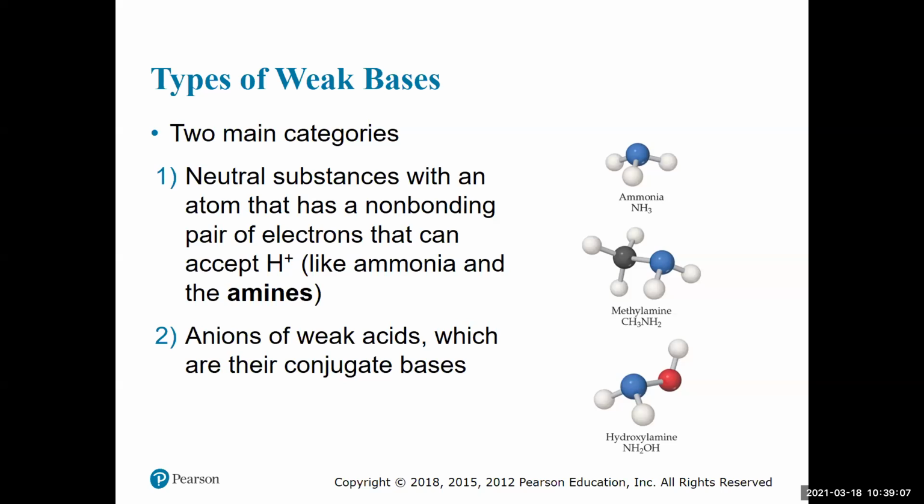The other type is anions of weak acids. So that would be the conjugate bases. Remember we talked about acid and base strength. We had that chart with the strong acids at the top and the weak acids in the middle and on down the line. Remember with each of those, there was a conjugate. And so with the weak acids, there was a conjugate base, which we defined as a weak base. So these are the two types of weak bases that you'll encounter: the nitrogen-containing compounds, known as amines, and then the anions of the weak acids, those conjugate bases that we discussed previously.